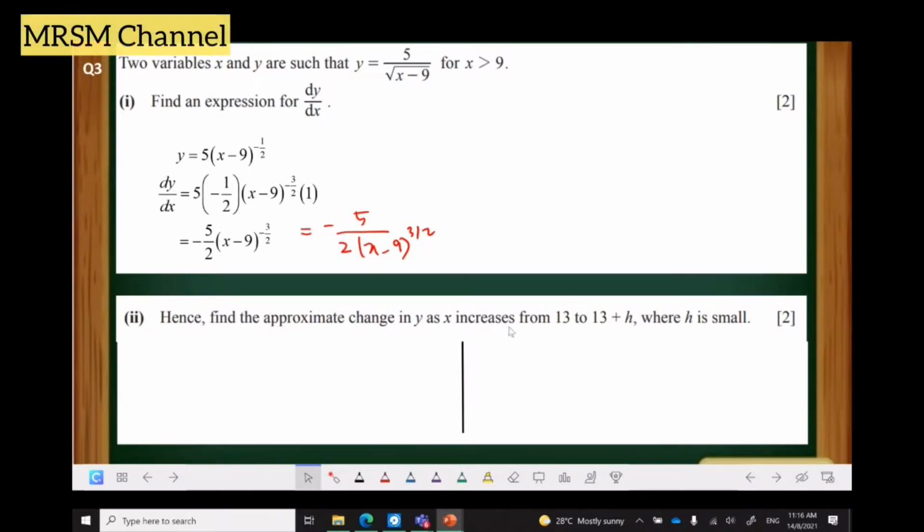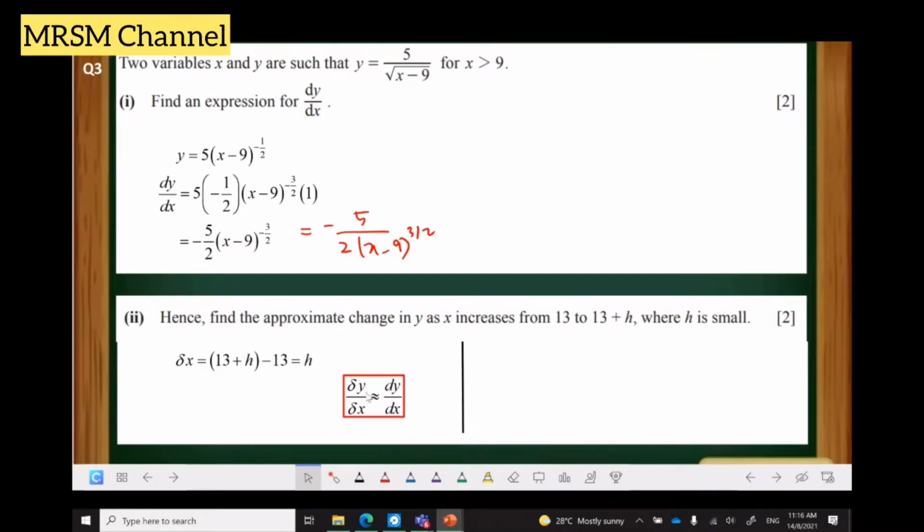Alright, so apa yang kita dapat dekat sini adalah we can get delta x from here because x increases from 13 to 13 plus h. Okay, so delta x is the final reading minus the initial reading. Alright, so 13 plus h minus 13, so you will get h. Okay, so that is delta x. Alright, using this one, delta y over delta x is approximately equal to dy dx. Bukan approaches, approximately equal to dy dx.